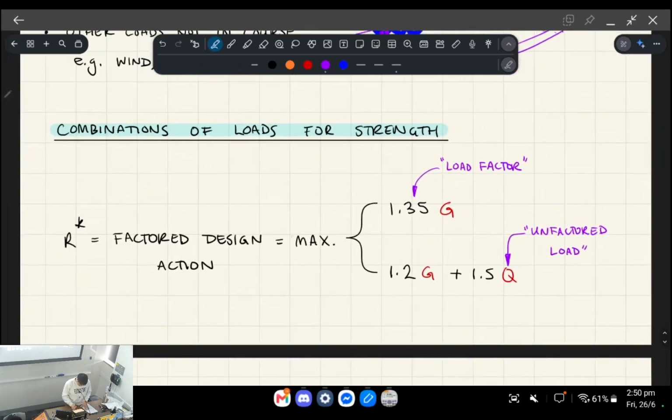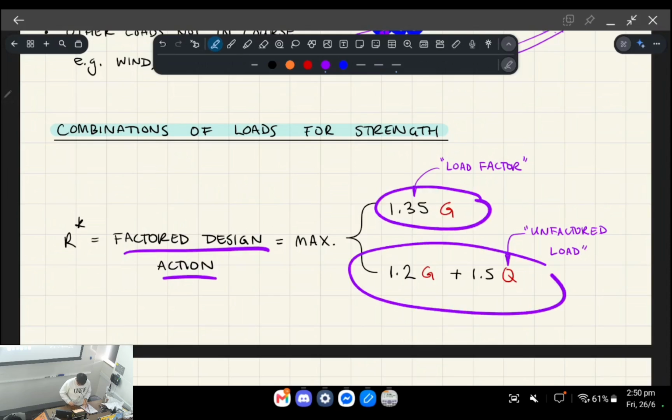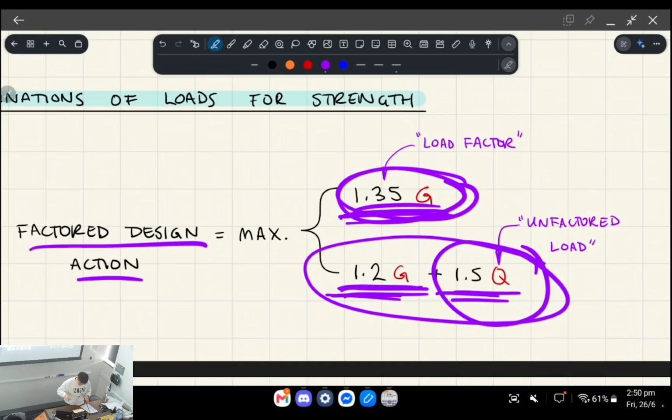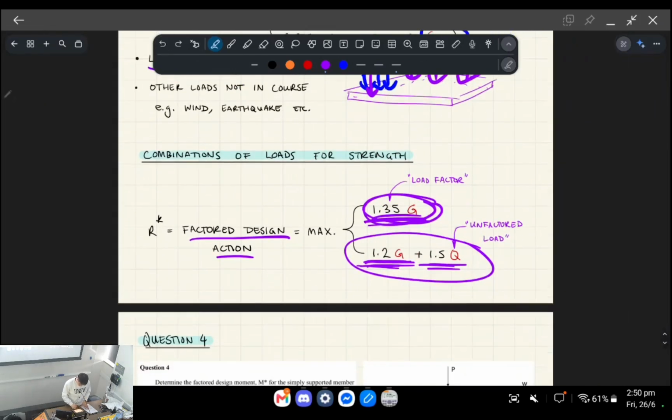And it's due to the idea of load combinations, right? You have two different load combinations you need to consider in this course, 1.35G and 1.2G plus 1.5Q, okay? So the top one is considering just the dead loads only, and it's where you scale the dead loads up by 35%. Whereas for the bottom load case, you scale up the dead loads by 20%, and then you add on the live loads and scale up the live loads by 50%. Okay, so mathematically, this will make more sense when we see a question.